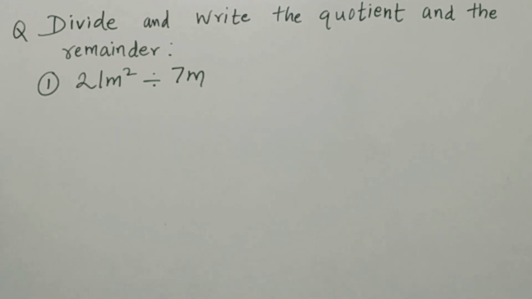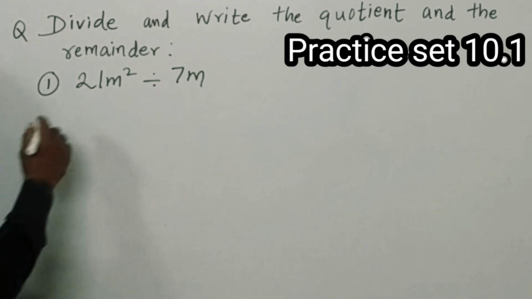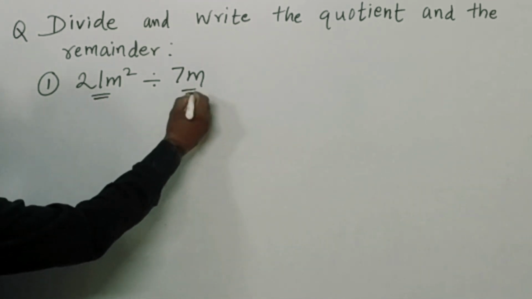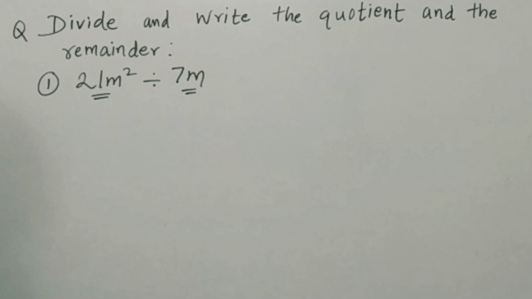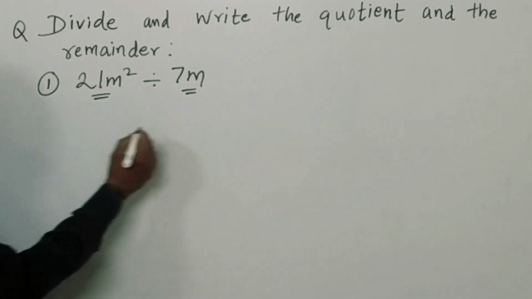Practice set 10.1. Divide and write the quotient and the remainder. First example, divide a monomial by monomial. 21m square divided by 7m. That is division of monomial by monomial.